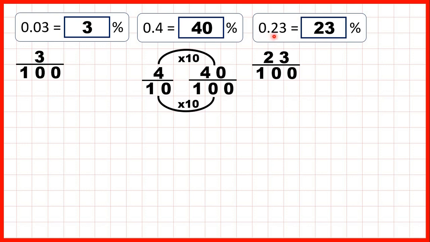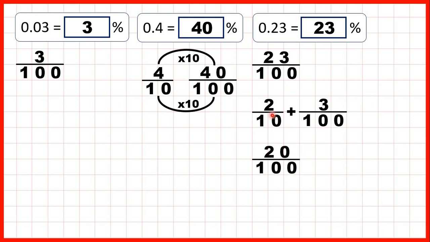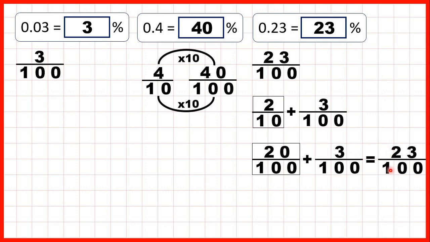Now 0.23 really means we have 2 tenths and 3 hundredths because the first digit is the tenths digit and the second digit after the decimal point is the hundredths digit. But to see why that's the same as 23 hundredths, we can use equivalent fractions. 2 tenths is the same as 20 hundredths because 10 times 10 is 100 and 2 times 10 is 20. So if we add the 3 hundredths, we get 23 hundredths because remember, when we add fractions, the denominator stays the same.